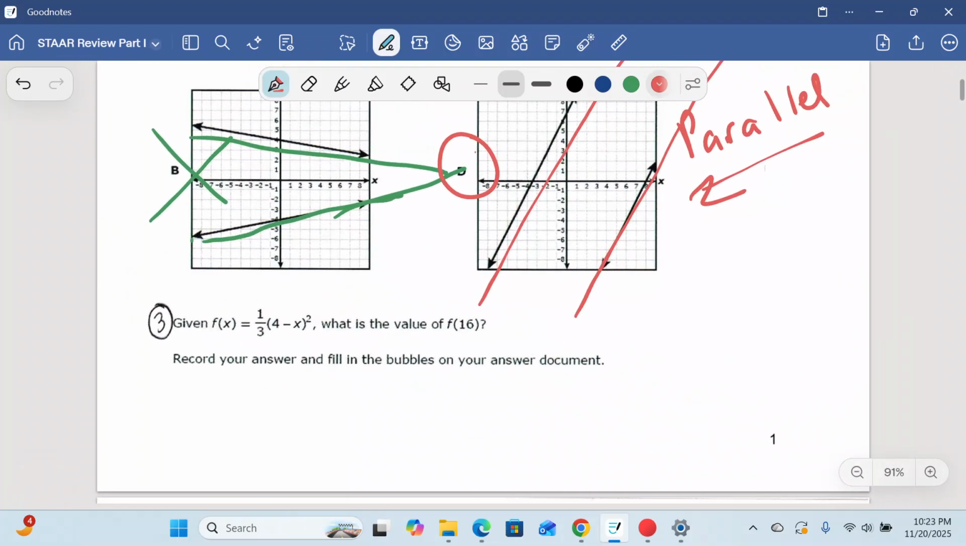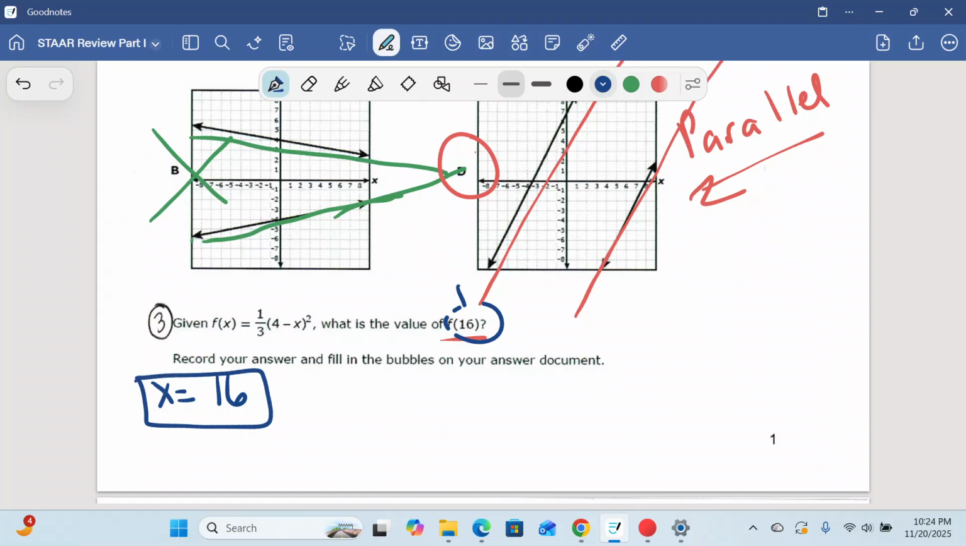Okay, we go on to problem number 3. Given that f of x is equal to 1/3 times (4 minus x) squared, they want to know the value of f of 16. So this is a simple function. The only thing that you have to know on this problem is that f of x is 16 right here. And all we have to know, and let me erase it so you can see it, is that x equals 16. That is exactly all we have to know.